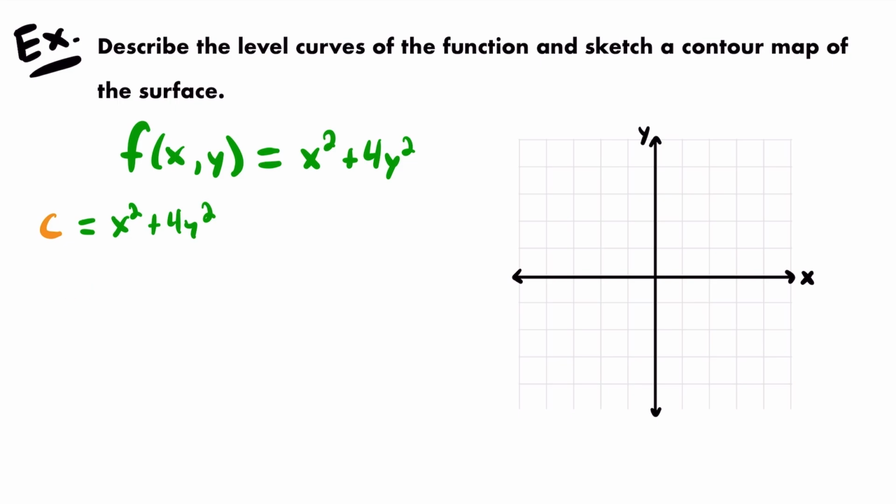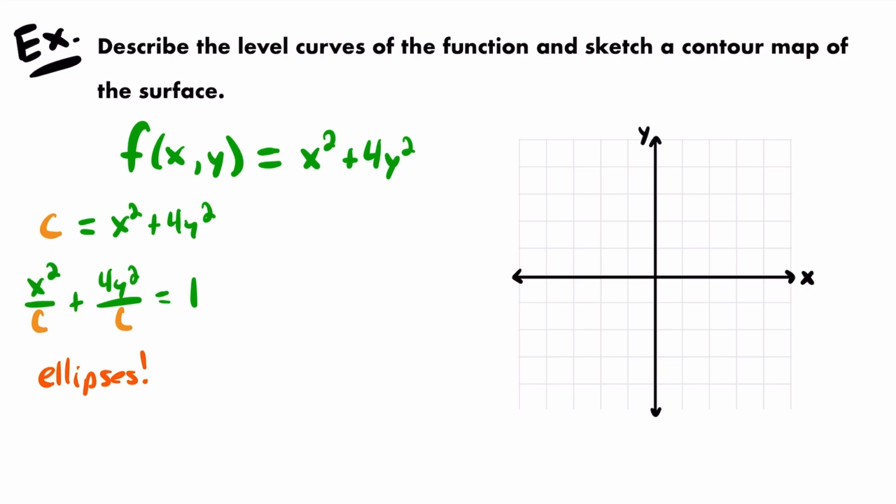It doesn't really matter, but we're going to have x² divided by c plus 4y² divided by c, and that will be equal to 1, because c divided by itself is 1. And now we can recognize this equation to be in the form of an ellipse. All right, so that's how I would describe the level curves here. They are ellipses.